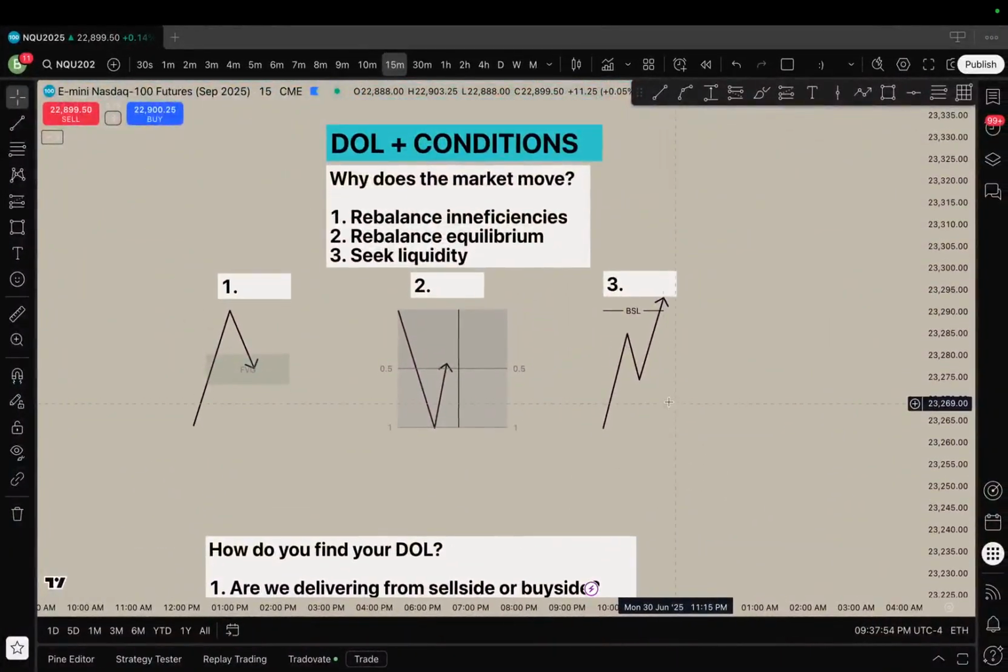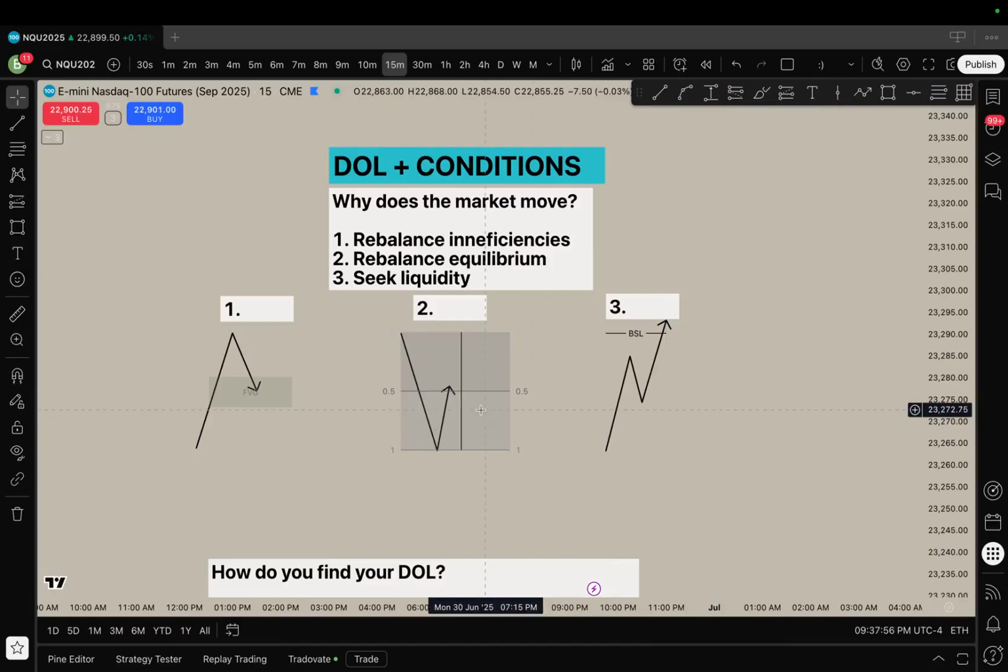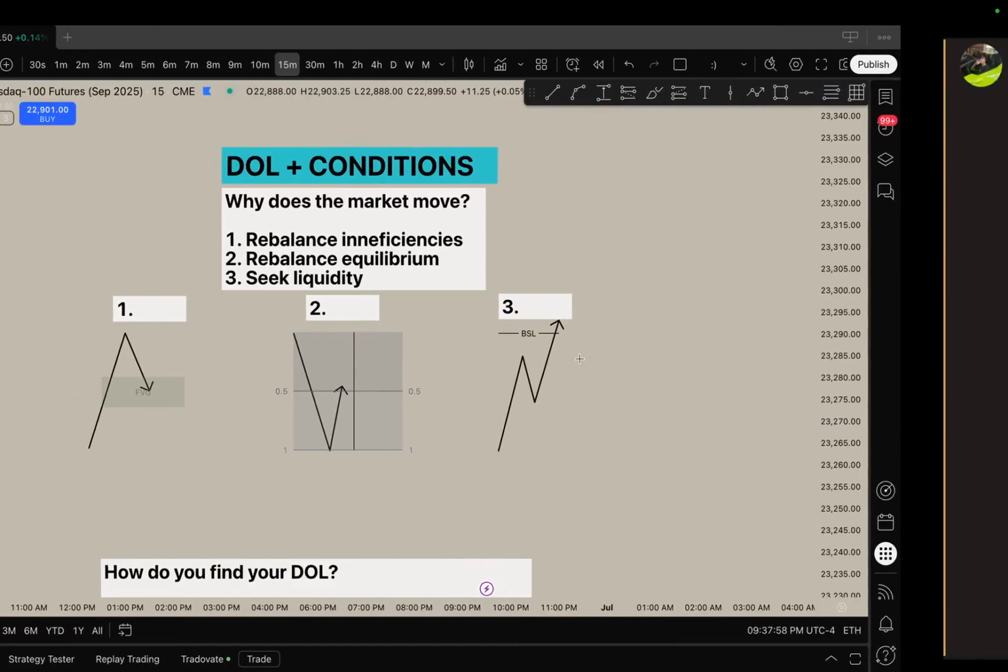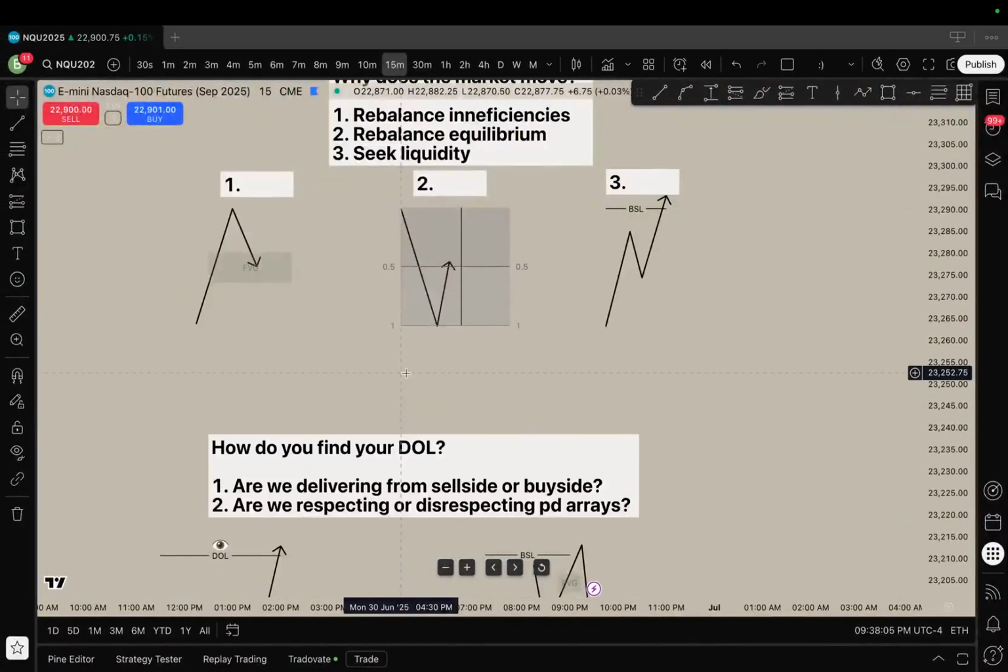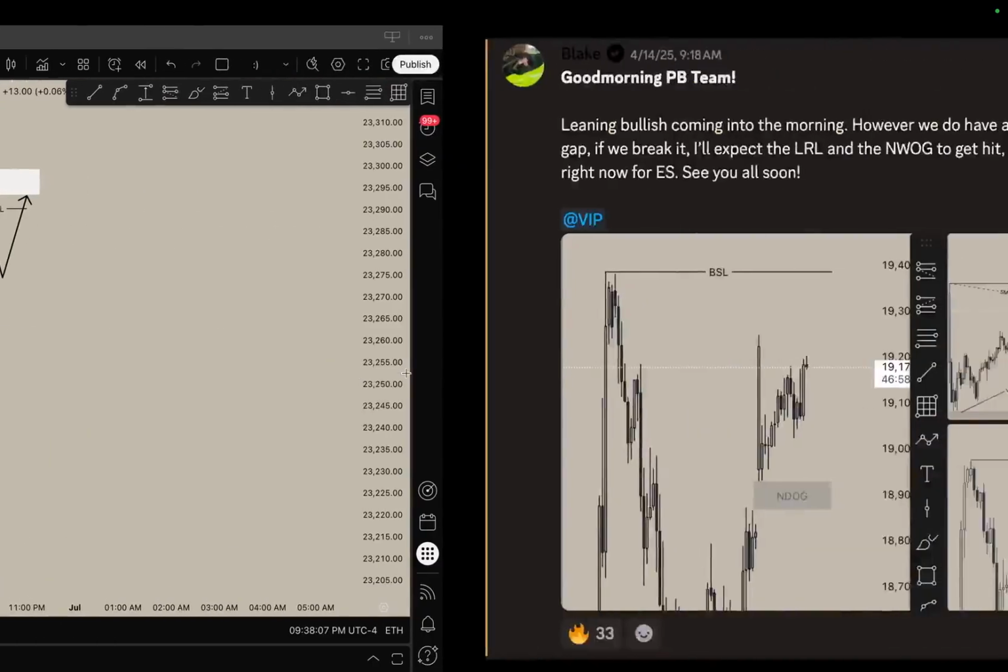Okay. So on this example, though, again, why was the market moving? Well, we were rebalancing an inefficiency, right? So the reason the market wanted to move was to rebalance inefficiency. The NDOG is an inefficiency, okay? And then how was I finding my draw on liquidity? Are we delivering from sell side or buy side?